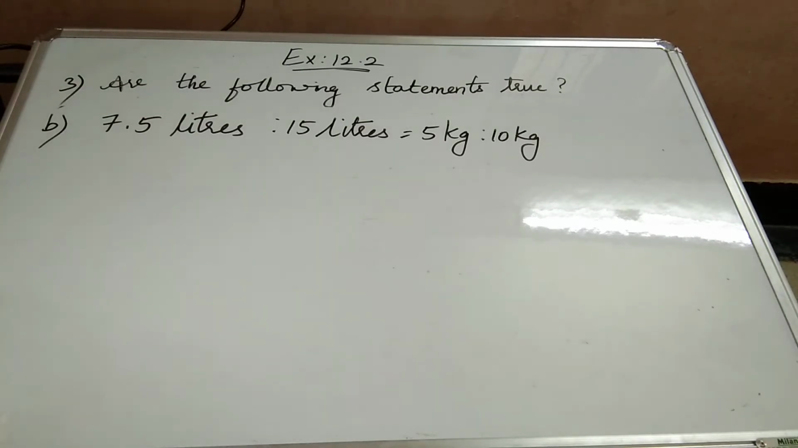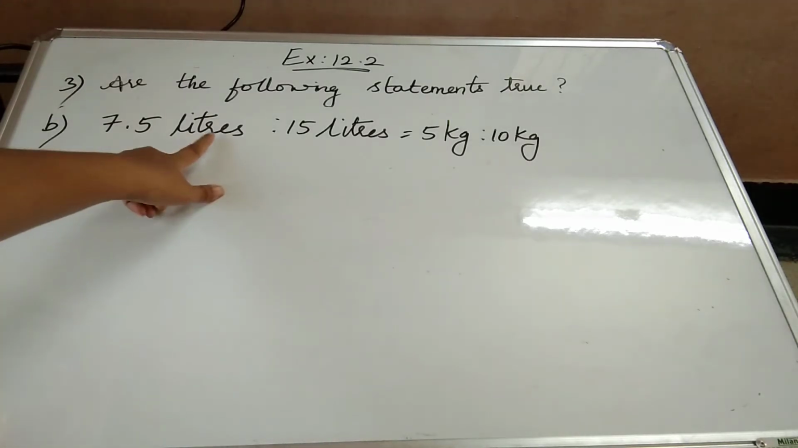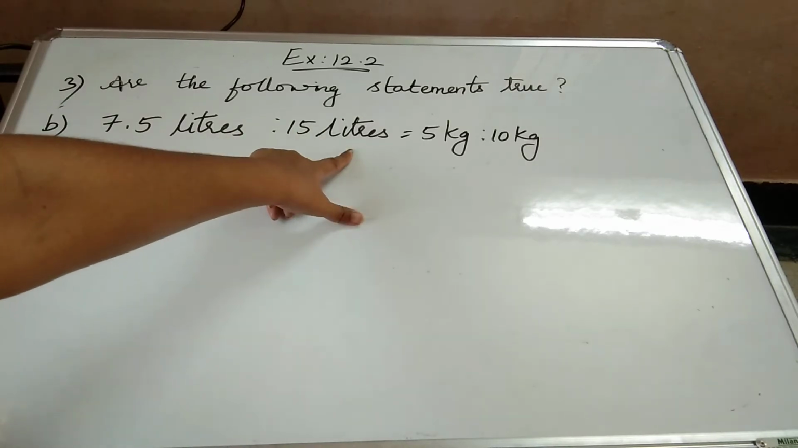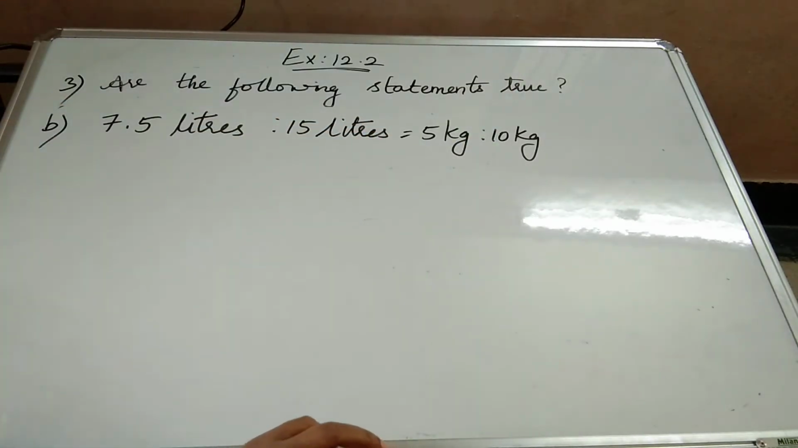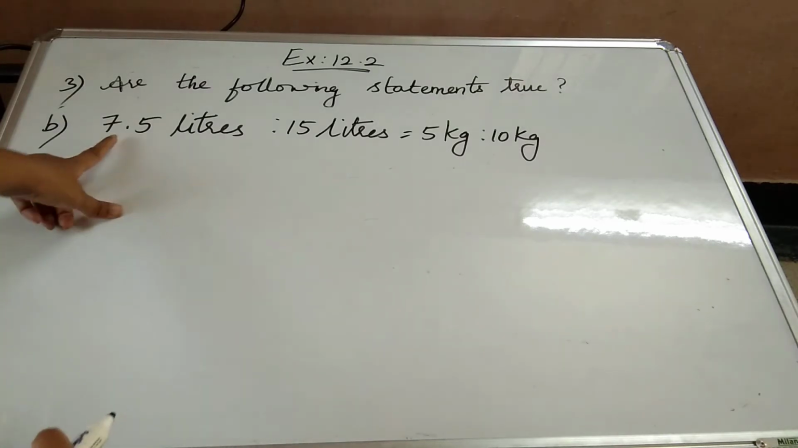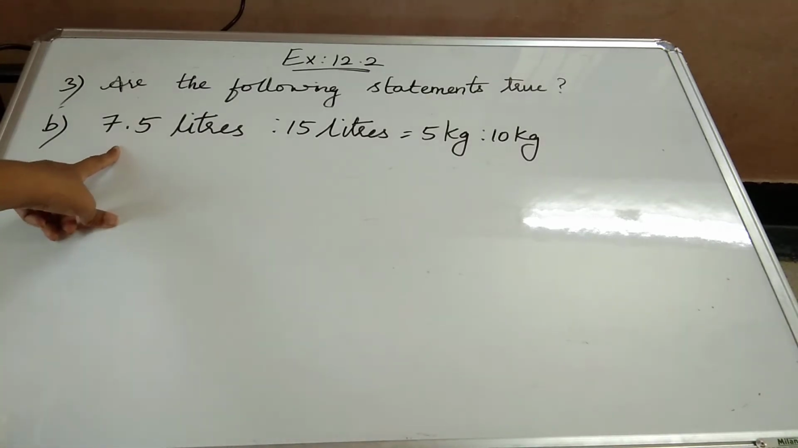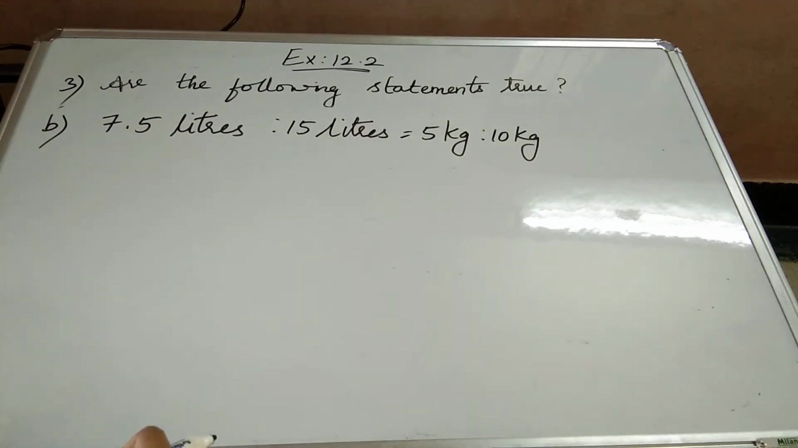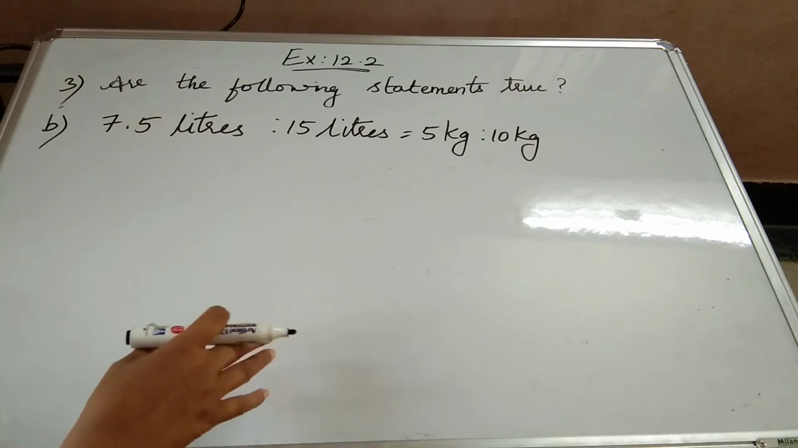B subdivision: 7.5 liters is to 15 liters. On the right side you have kilograms: 5 kilogram, kg means kilogram, is to 10 kilogram. Here also liters, both are in the same unit, and on the right hand side also kilogram, so we can find the ratios. But here you have 7.5 liters. In the second sum I told you about decimals: we have to first remove the decimal and then find the ratios, and see whether the ratios are equal.